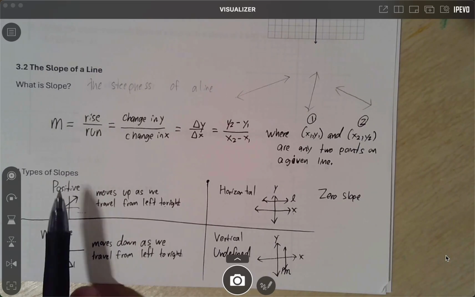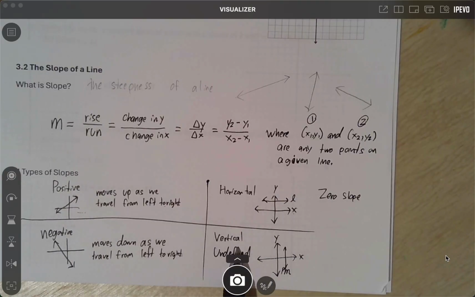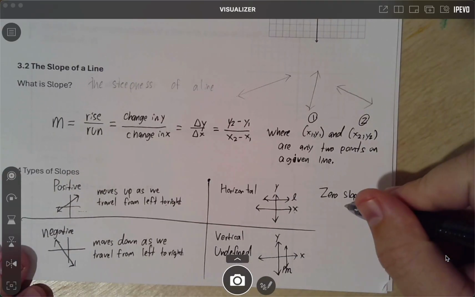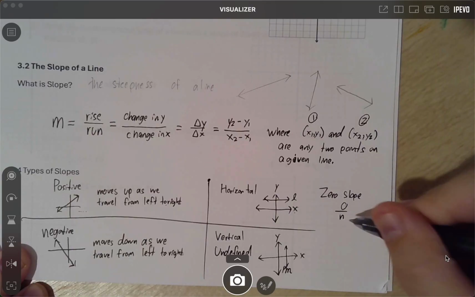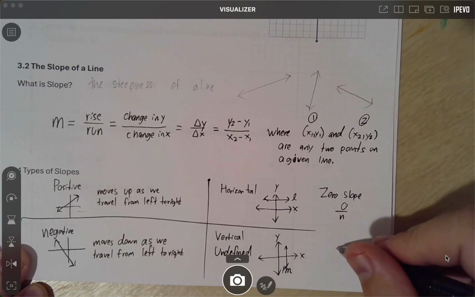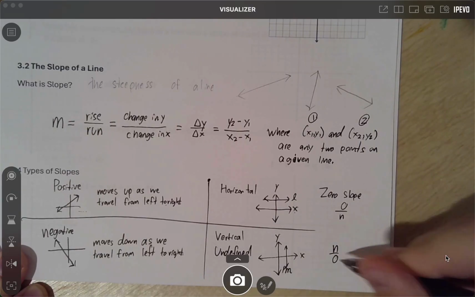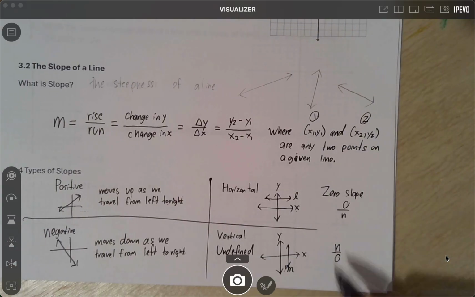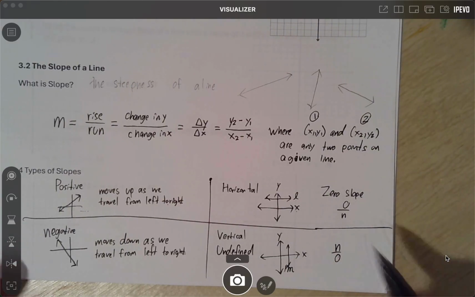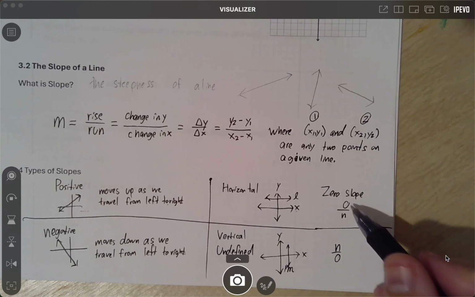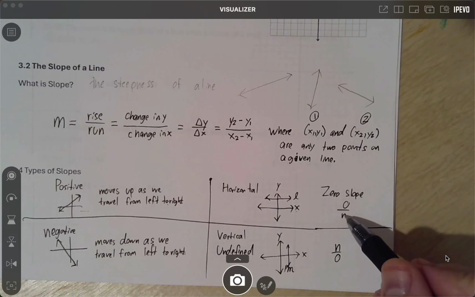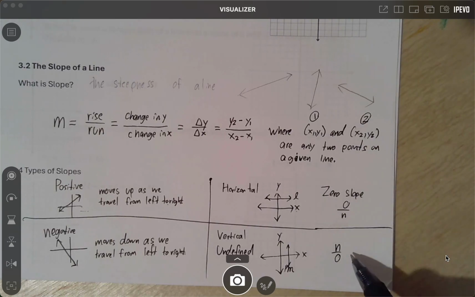But we've got four slopes: positive, negative, zero, and vertical. Now, zero slopes essentially end up being 0 over any number. And for vertical slopes, you end up having any number over 0, and that's a big problem. All right. 0 on top, you can take your calculator out and verify this. 0 over 5 is just 0. 0 over negative 20 is still just 0. But 10 over 0, your calculator will say domain error or something like that. And then negative 15 over 0 will still spit out that same error.